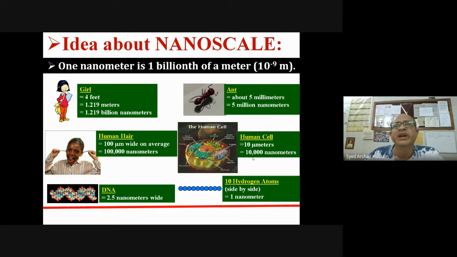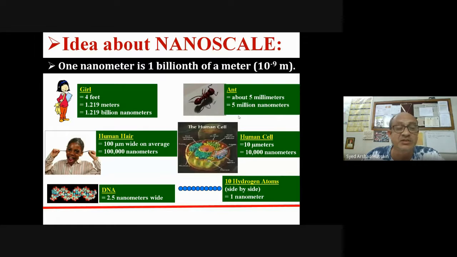To have an idea about nanoscale, we all know that a nanometer is one billionth of a meter. Just to have an idea, a girl of say 4 feet height is almost 1.2 billion nanometers. An ant of length 5 millimeter is 5 million nanometers. Similarly, a human hair has a diameter of the order of 100 micrometer, which is 1 lakh nanometer.